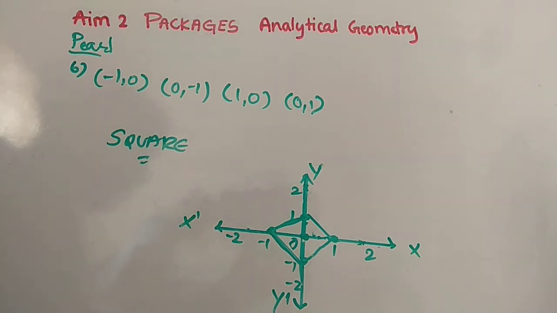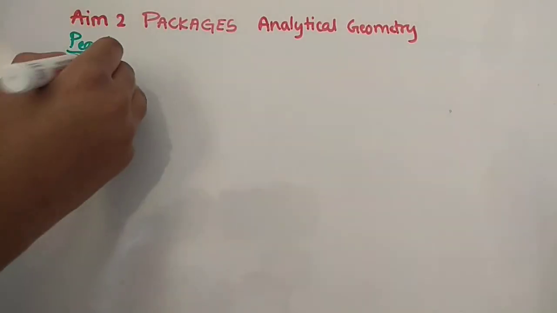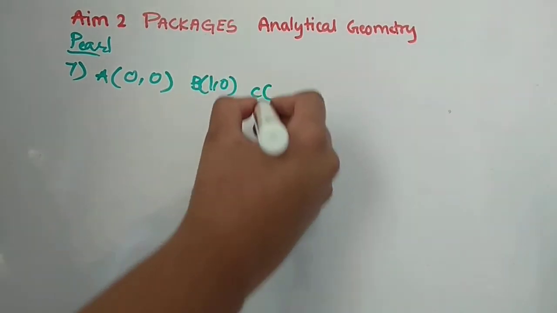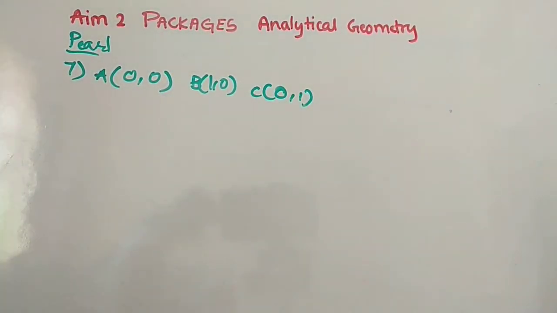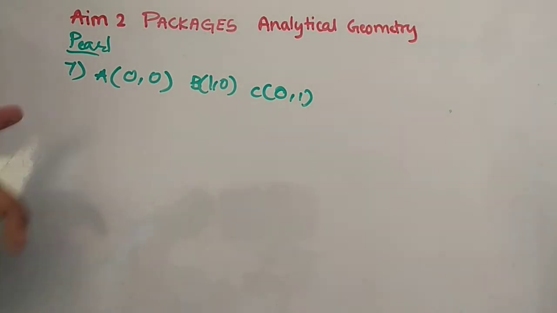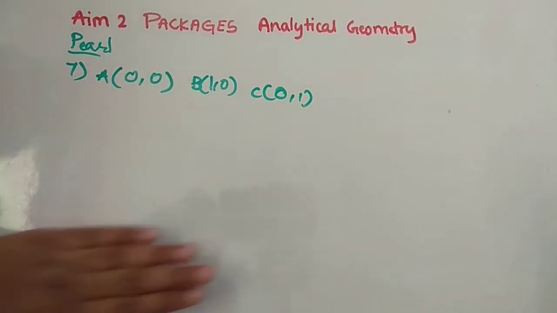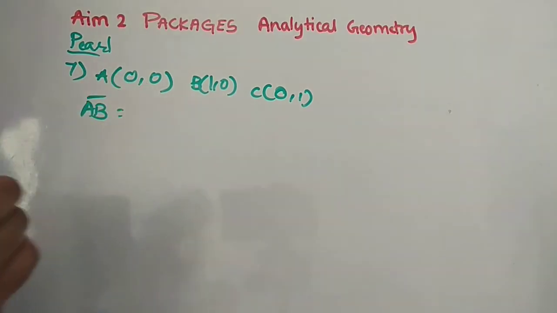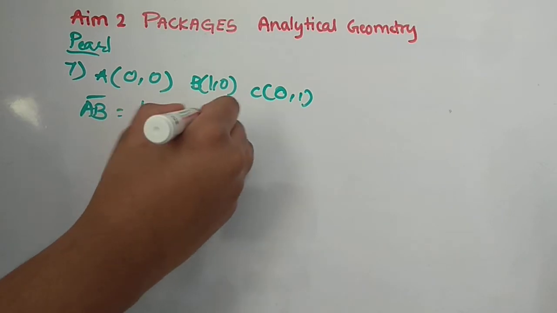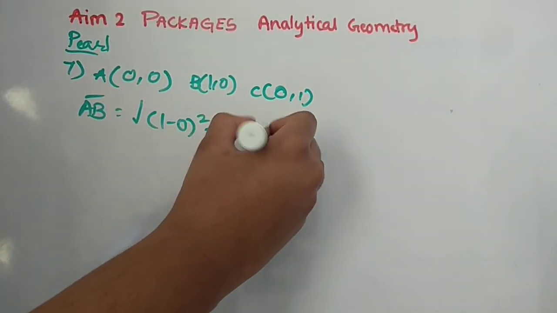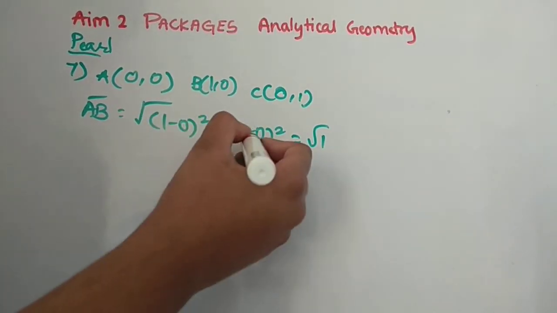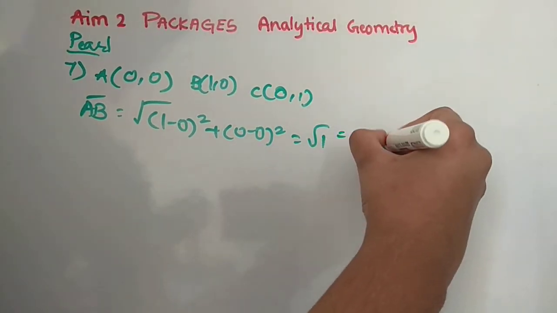Now let's continue from the 7th. The 7th one, they have given us 3 points. A is (0, 0), B is (1, 0), and C is (0, 1). What we have to do with these points is find the measures AB, BC, and CA, and we have to find the perimeter. So what is perimeter? Just adding up all the sides, whatever you get, it will be the perimeter. So first finding AB bar, that is root over (1 - 0)² plus (0 - 0)². Now this is root 1, because only 1 - 0 is there, the other term is zero. So it is 1 unit.